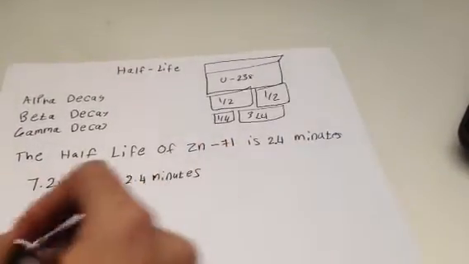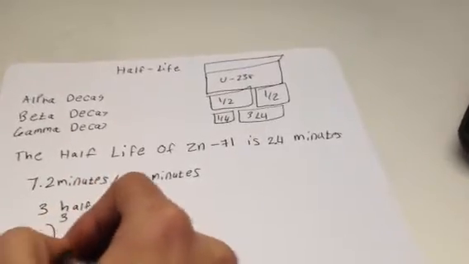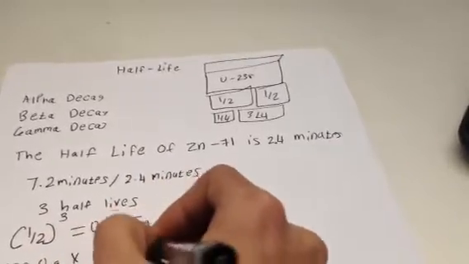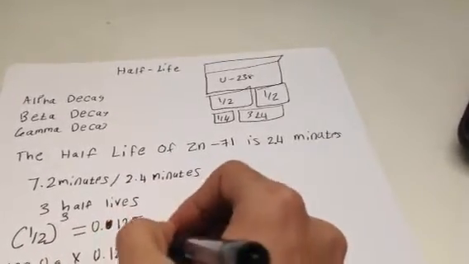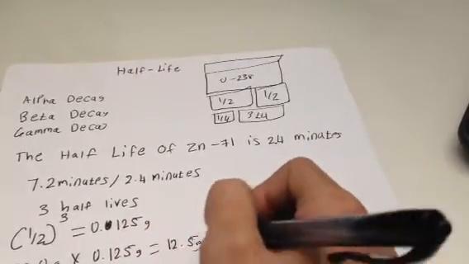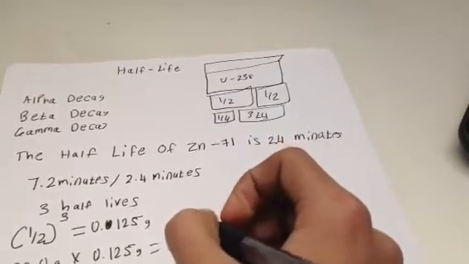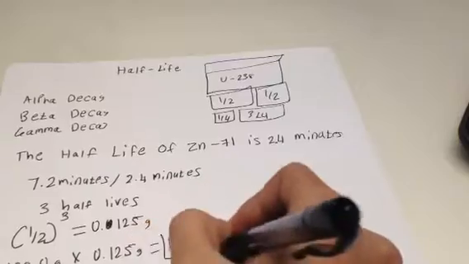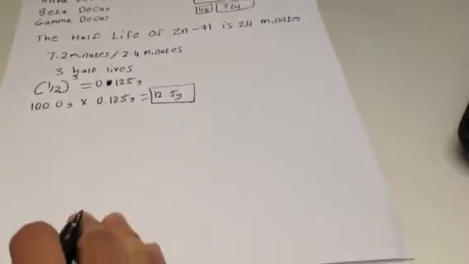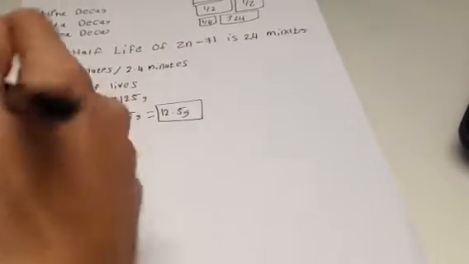So, now we do 100 grams, because we had that at the beginning, times 0.125, which equals 12.5 grams remaining after 3 half-lives. So this is our answer. Let's move on to another problem. This one will be a little more challenging, and I'll write all of this out.